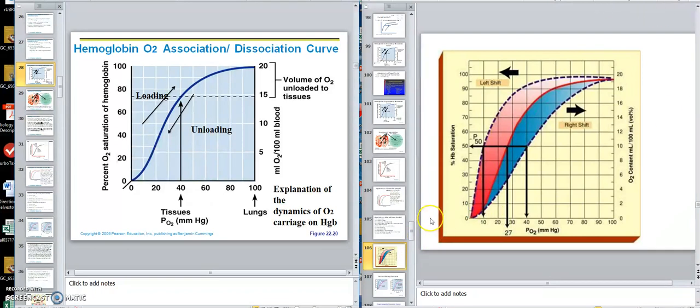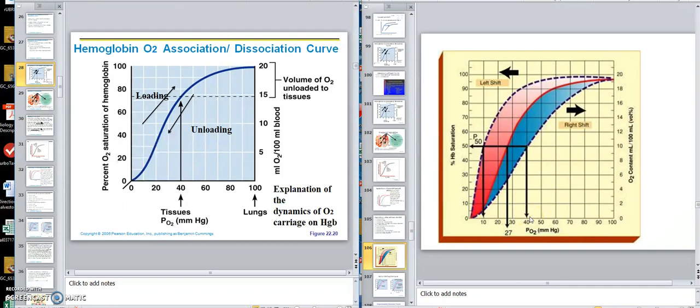Now, let's say though, if the curve shifted for some reason, we'll talk about it. So this is a shift to the right. That even if you had a 40, you'd drop off 2.